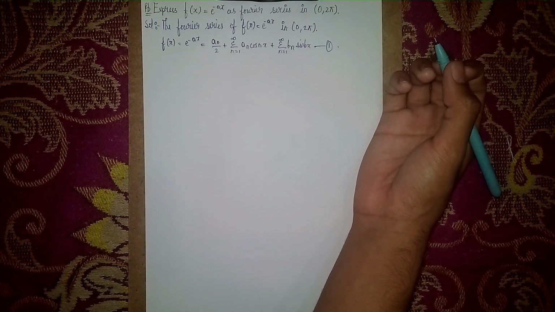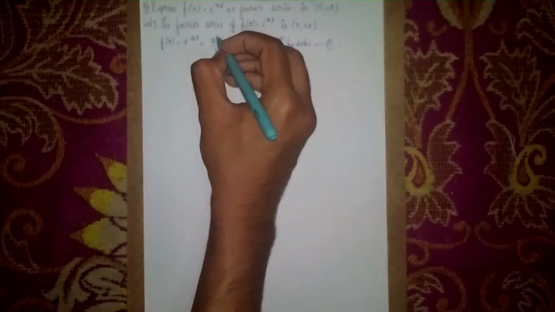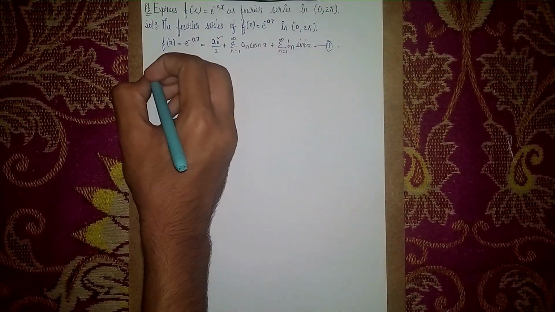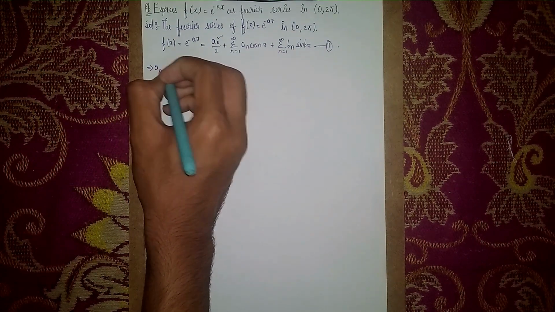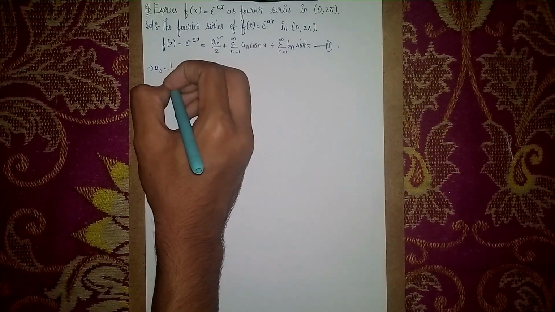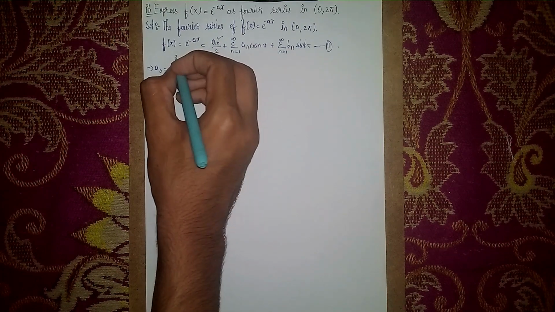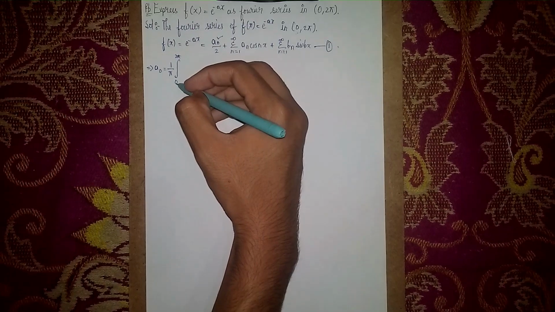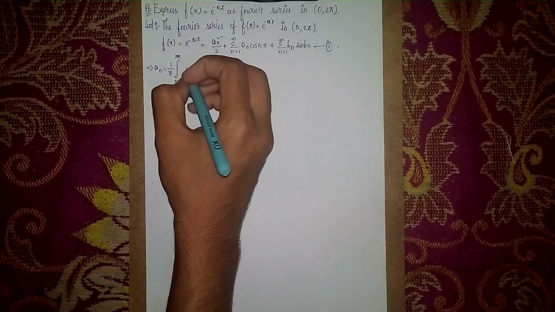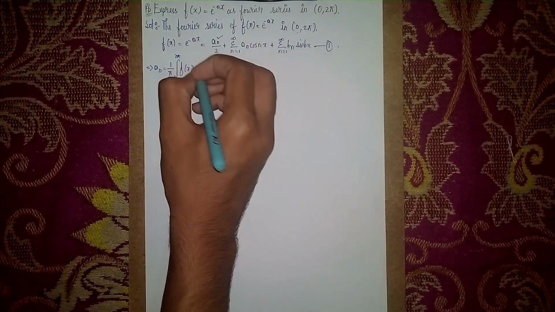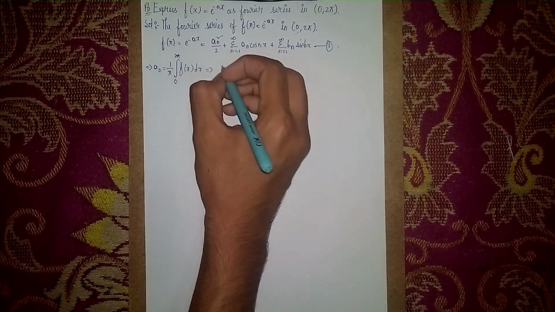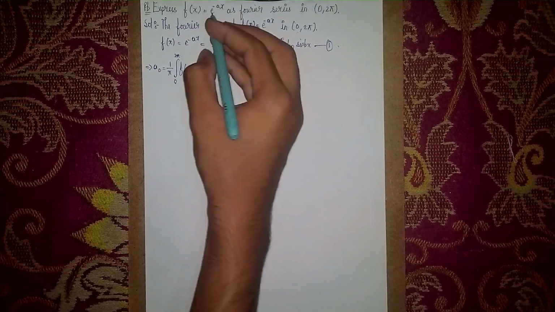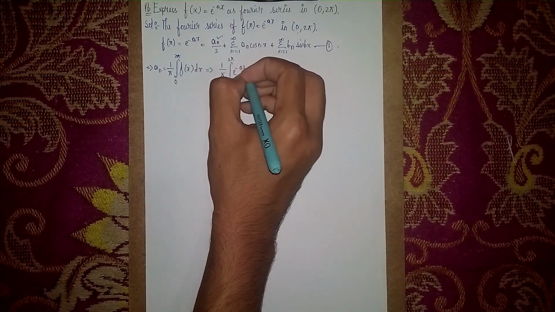After that, first we have to find a naught, then the formulas for a n and b n. First a naught is equal to 1 by pi integrate from 0 to 2 pi. Here these are the limits, 0 is the lower limit and 2 pi the upper. So 1 by pi integrate 0 to 2 pi f of x dx. Now substitute: what is f of x? e power minus ax dx.